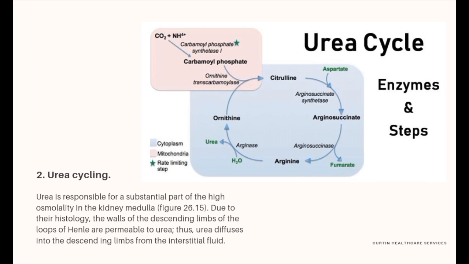As you can see in the picture, this shows how urea is recycled. However, due to their histology, the ascending limbs of the loop of Henle and the distal convoluted tubules are impermeable to urea. So the urea remains in the tubule until it reaches the collecting ducts, which are permeable to urea. Therefore, urea is recycled from the interstitial fluid into the descending limbs of the loop of Henle.